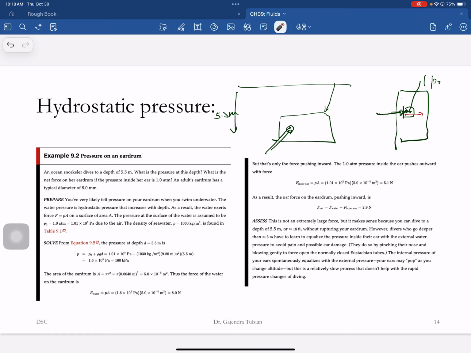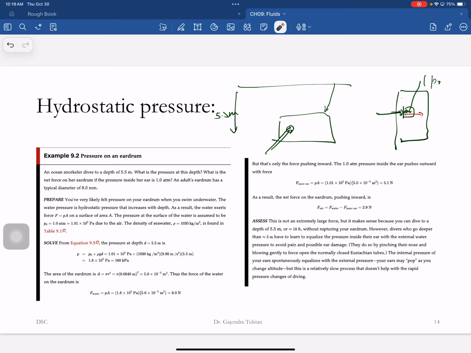The force of the water on your eardrum is 8 newtons. It's about 2.5 pounds. It's 2 pounds sitting on your eardrum. On your itty bitty eardrum. And it's a very thin membrane. Remember, air has to make it vibrate.